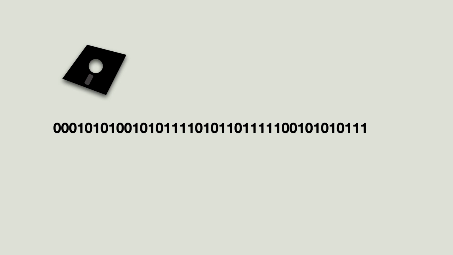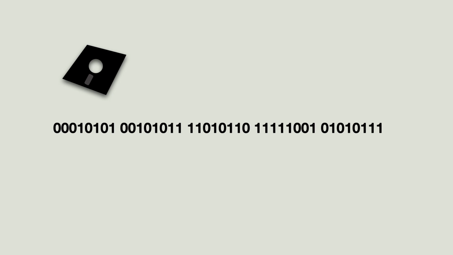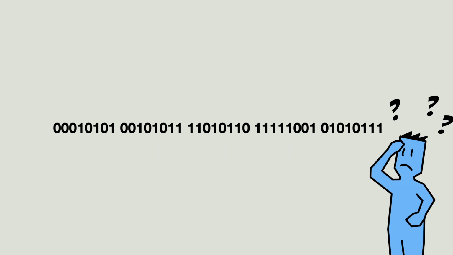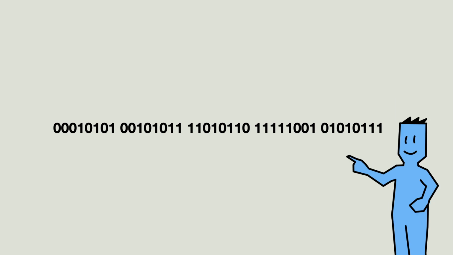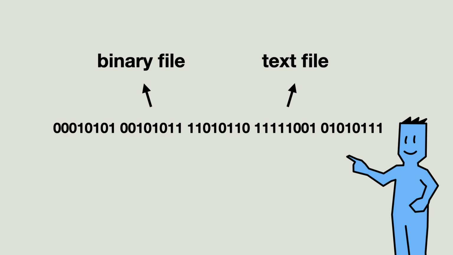Computers store them in chunks of 8 bits, which are called bytes. So when the computer reads the data, you get data as a stream of bytes. So is it the binary numbers that make this file a binary file? No. All these zeros and ones can still be binary files or text files.